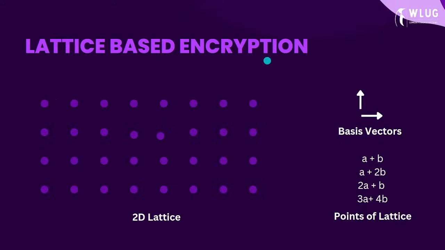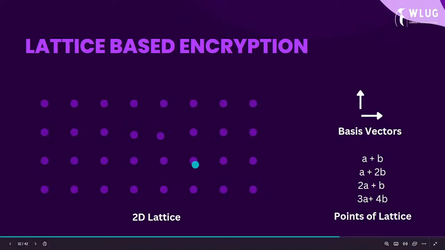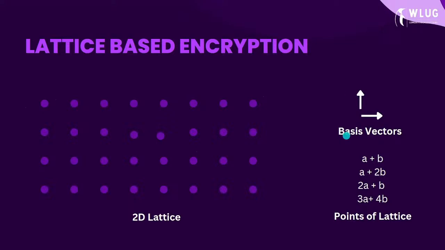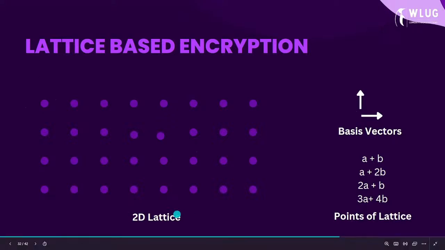So can anyone tell me what this lattice is? It is just a set of points, defined by two vectors known as the basis vectors. Let's say this is A and this is B. Any combination of these two vectors, the points that they can reach, this entire structure is known as the lattice. This is a 2D lattice.